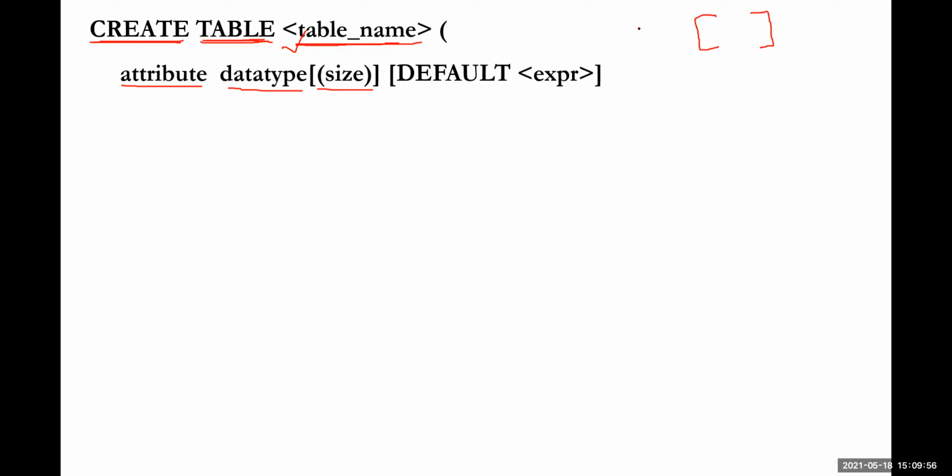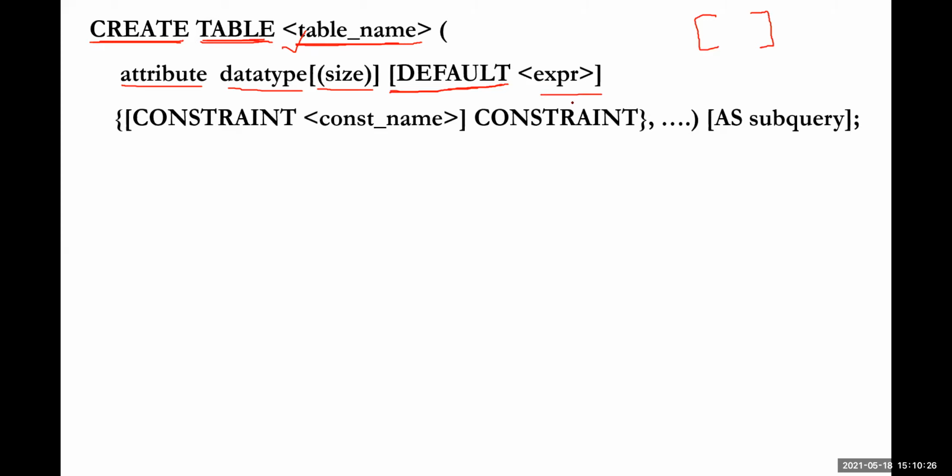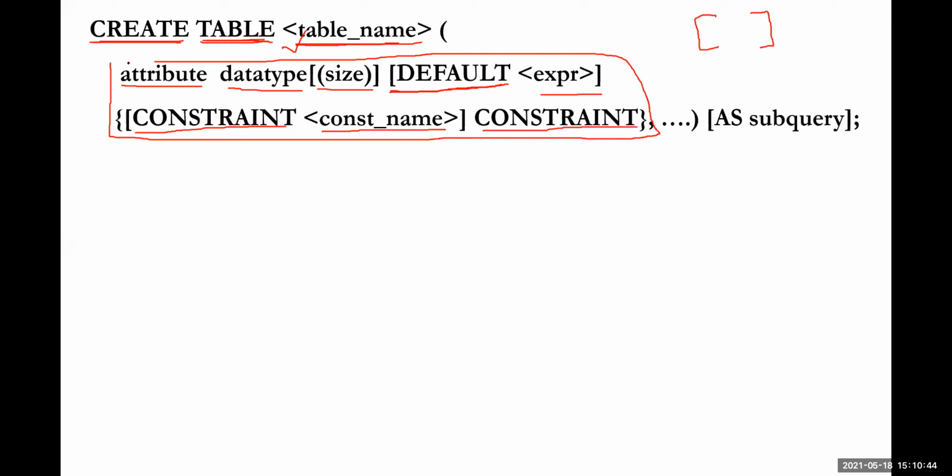For example, if you consider date, there is no size. If you consider long, there is no size. That is why size has been put into square brackets. And there is a clause whose name is default. I will explain this default afterwards, and there might be some kind of expression. Then I have given the complete syntax here: you can create a constraint, the constraint logical name followed by the actual constraint name, and so on. This whole thing is considered as defining a single attribute within the specific table.